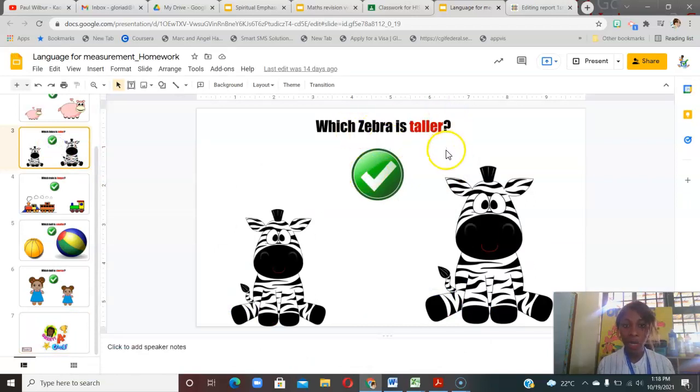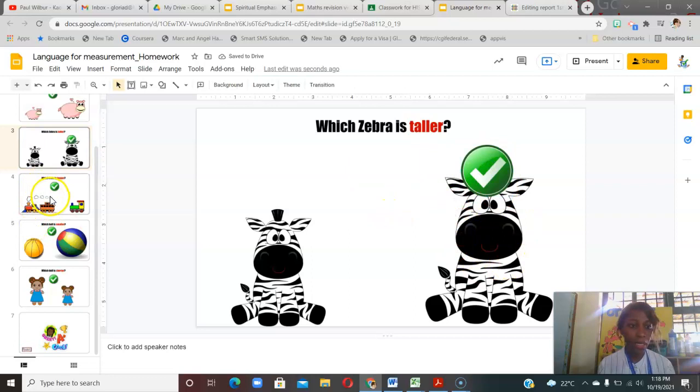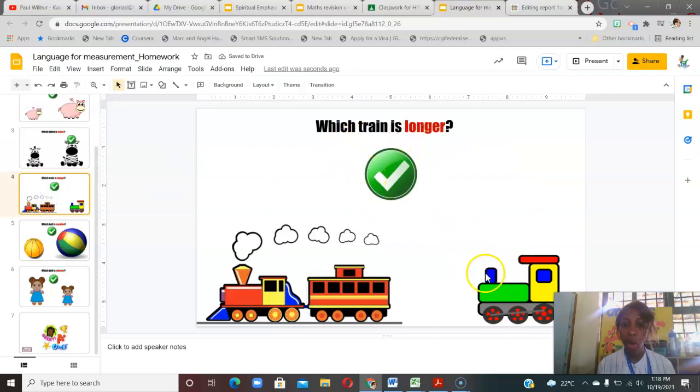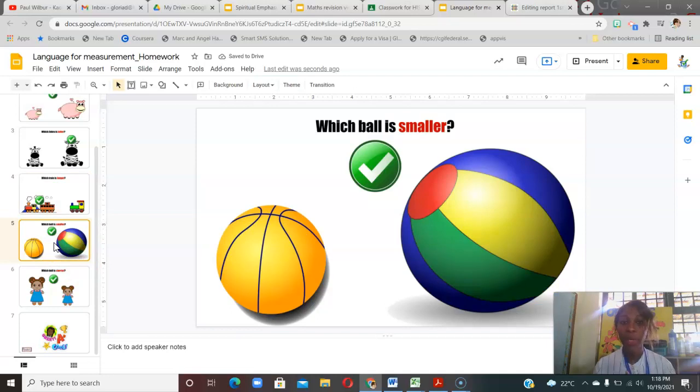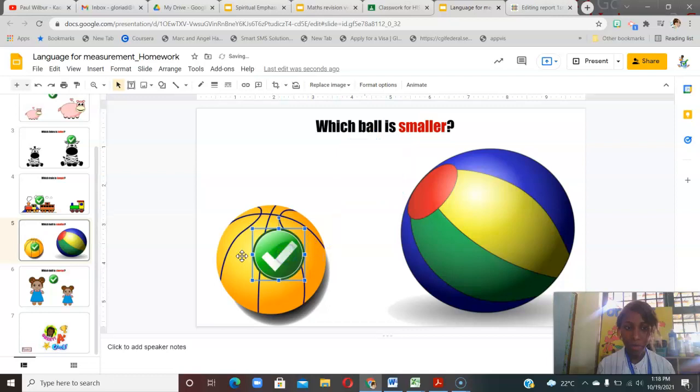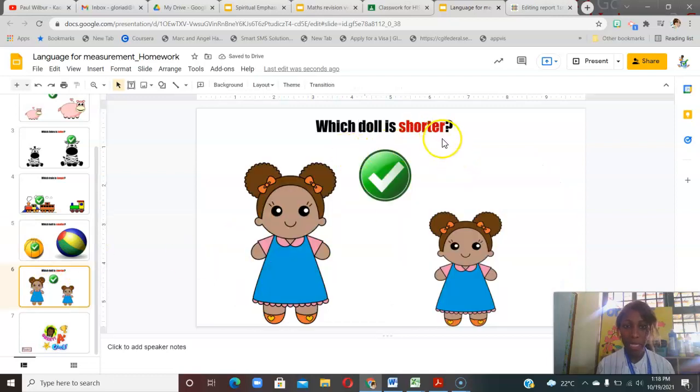Which zebra is taller? The one on the left or the one on the right? That goes there, the one on the right. Which train is longer? The one on the left or the one on the right? Now I'll let you answer this one. Which ball is smaller? The yellow ball or the colorful ball? Which ball is smaller? Correct. Which doll is shorter? The one on the left or the one on the right?